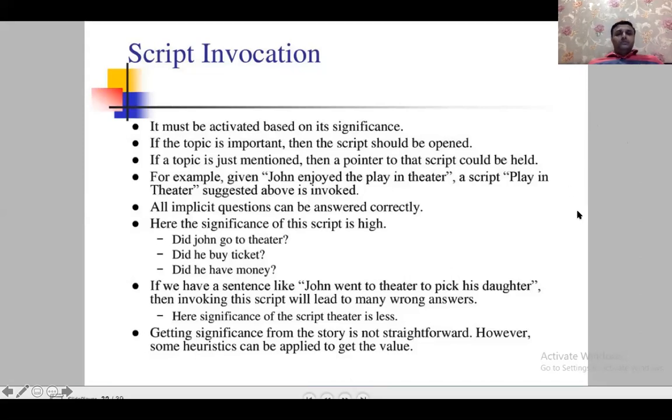Did John go to the theater? Did he buy a ticket? Did he have money? If we have a sentence like John went to the theater to pick up his daughter, then invoking the script will lead to many wrong answers. So here the significance of the script theater is less. Getting significance from the story is not straightforward, however some heuristic can be applied to get the value.